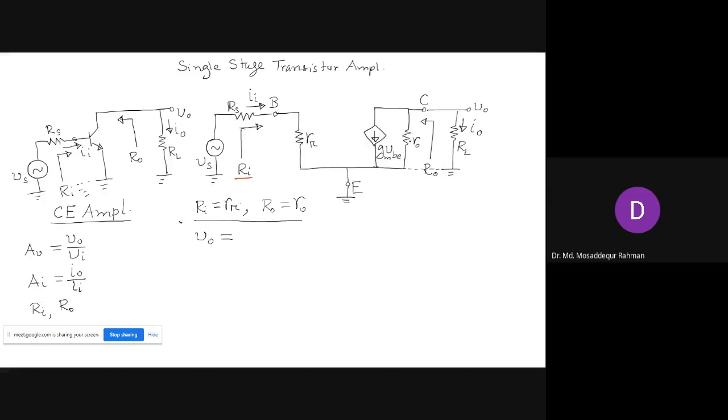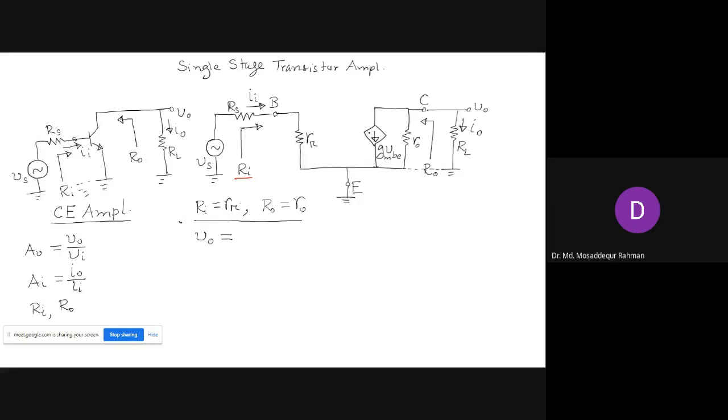And I naught is part of this gmVBE, that we also can determine by applying voltage division. We can also write I naught RL, that is also correct. But in that case, we will have to again replace I naught by gmVBE, I mean, applying the current division rule. Part of this gmV will go into I naught. We need to determine that and replace. So we will have to do a little bit more calculation, right? More steps will be there.